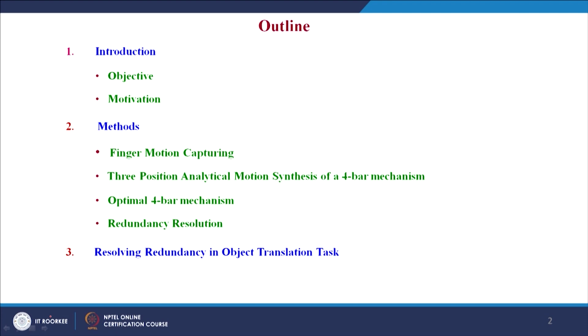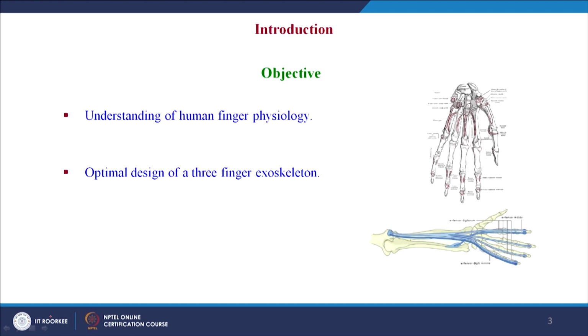The first method is finger motion capturing of the human flexion motion, and then the development of a 4-bar synthesis mechanism based on 3 position analysis, that is motion synthesis of a 4-bar mechanism. Then we have the optimal 4-bar mechanism synthesis, then we see the redundancy resolution, and finally resolving redundancy in an object translation task.